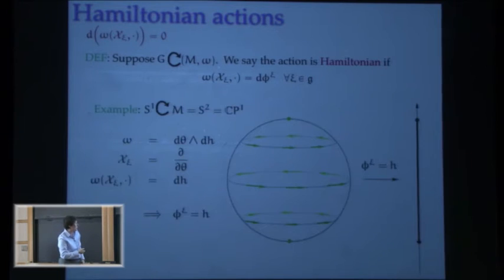And the examples of this we can work out in 2 dimensions. So if we act on CP1, I can write out my 2 form in angle and height coordinates as d theta wedge dh. In those coordinates, my vector field is just d by d theta going around the latitude lines. And then when I eat that into my 2 form, I just get dh, which is d of the height function. Okay, so that one is Hamiltonian. I do have this function. Of course, it's only defined up to adding a constant, because we're just solving a differential equation.